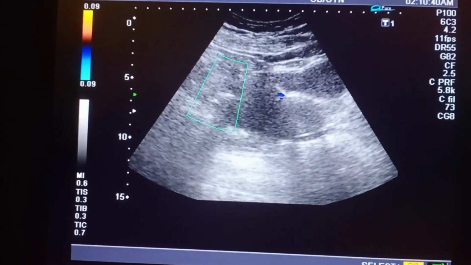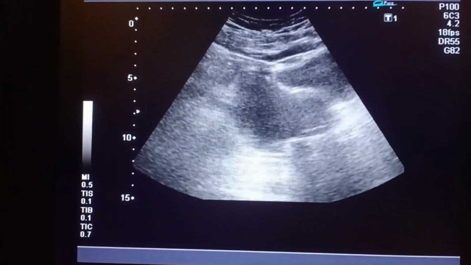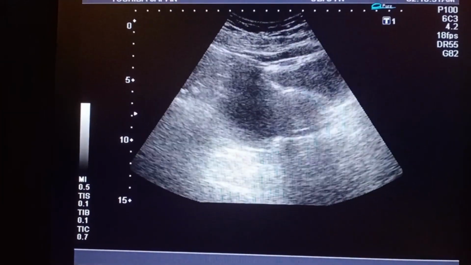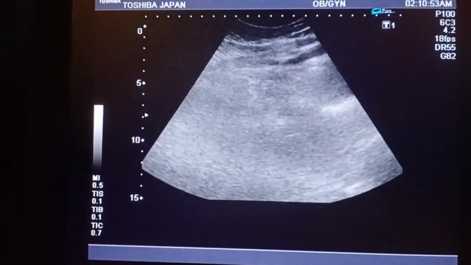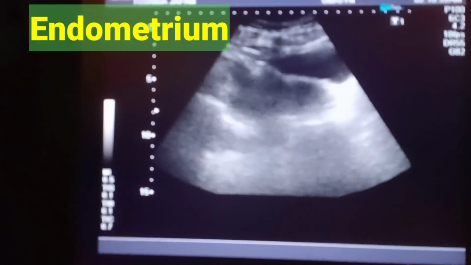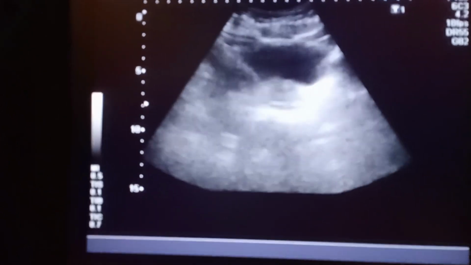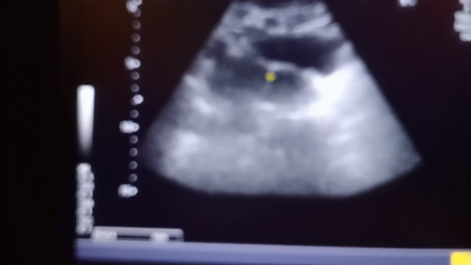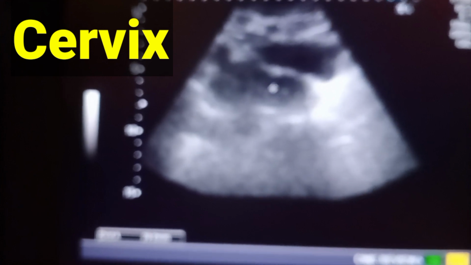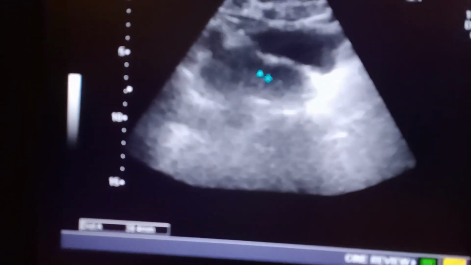But if the patient is 30 or 35 years old with a thick walled ovarian cyst, we should, or we must, at least have a CA125 marker result. Look at the endometrium of the uterus. It's about 4 millimeters. You can also see the cervix, that is about 2.5 or 2.7 centimeters in its measurement.